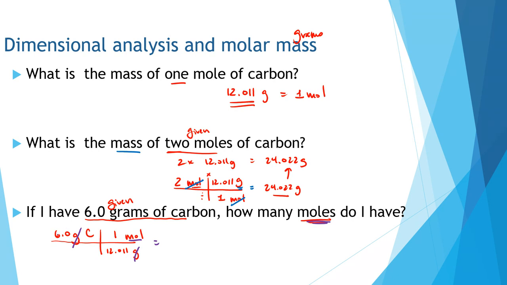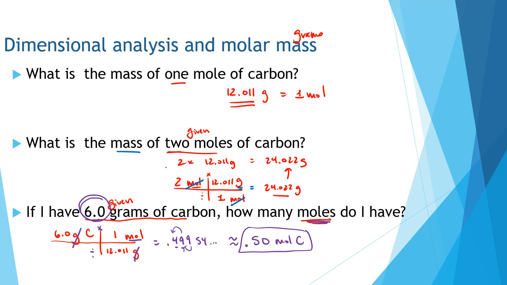So now I'm going to multiply across the top. 6 times 1 divided by 12.011 is going to give us 0.49954, lots and lots of decimal places. Since I have 2 sig figs here in my given, I'm going to keep 2 sig figs in my final answer. This 9 is going to turn into a 0, which is going to turn that 4 into a 5. So our final answer is just about 0.50 moles of carbon.